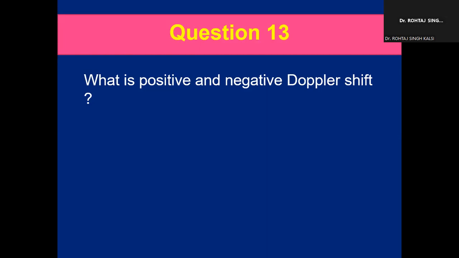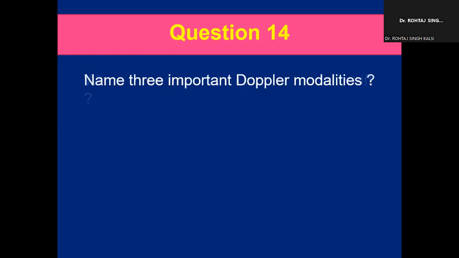Iqbal Mohammed, positive Doppler shift? Positive Doppler shift is seen in aortic regurgitation and mitral stenosis. In mitral regurgitation and aortic stenosis, we see the negative Doppler shift. Very true. In normal valves, mitral and tricuspid flow will be positive Doppler shift. Aortic and pulmonic will be negative. Mitral regurgitation, negative. Aortic regurgitation, positive. Pulmonic regurgitation, positive.